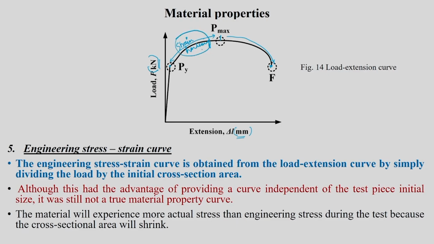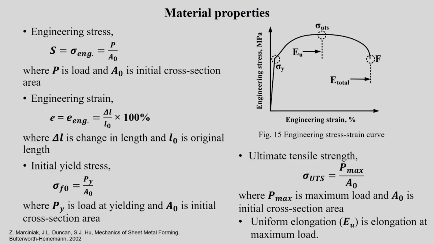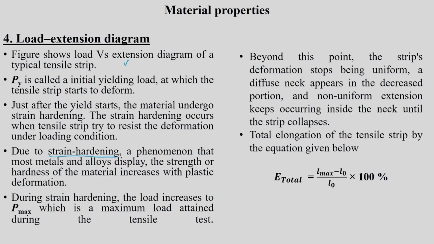So, once you cross the strain hardening portion, you will reach a maximum load called P max. Okay. P max is the maximum load, and once P max is reached, something is going to happen. Okay. So, what is that? During strain hardening, the load increases to P max, which is the maximum load attained during the tensile test. Fine. So, beyond this point, strip deformation stops being uniform. So, P max is a reference for uniform deformation.